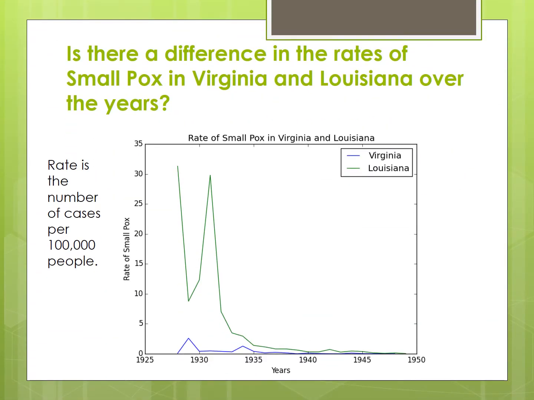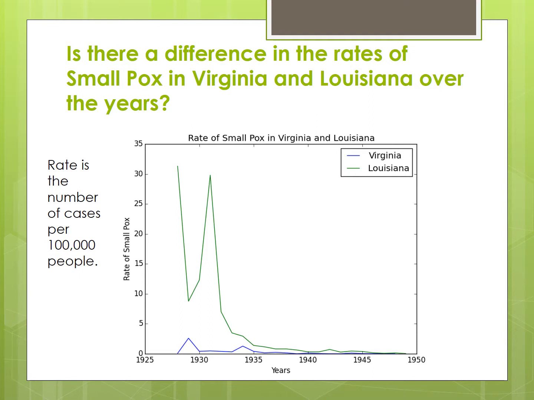The last question I decided to address was, is there a difference in the rates of smallpox in Virginia and Louisiana over the years? The rate of smallpox in Louisiana has consistently stayed higher than the rate of smallpox in Virginia. Louisiana had a spike in the smallpox in the mid-1920s and then again in the early to mid-1930s. Virginia had a small increase in smallpox around 1928 to 1929.